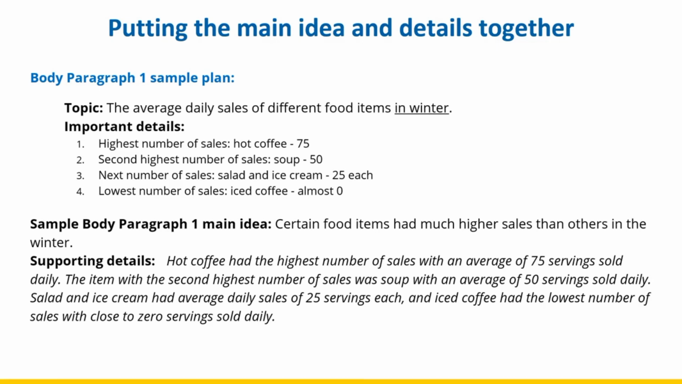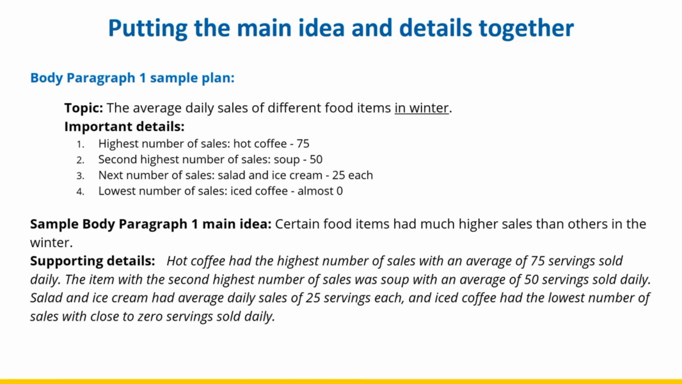Certain food items had much higher sales than others in the winter. So I only talk about winter, remember. So supporting details would look like this. Hot coffee had the highest number of sales with an average of 75 servings sold daily. The item with the second highest number of sales was soup, with an average of 50 servings sold daily. Salad and ice cream had average daily sales of 25 servings each, and iced coffee had the lowest number of sales with close to 0 servings sold daily.